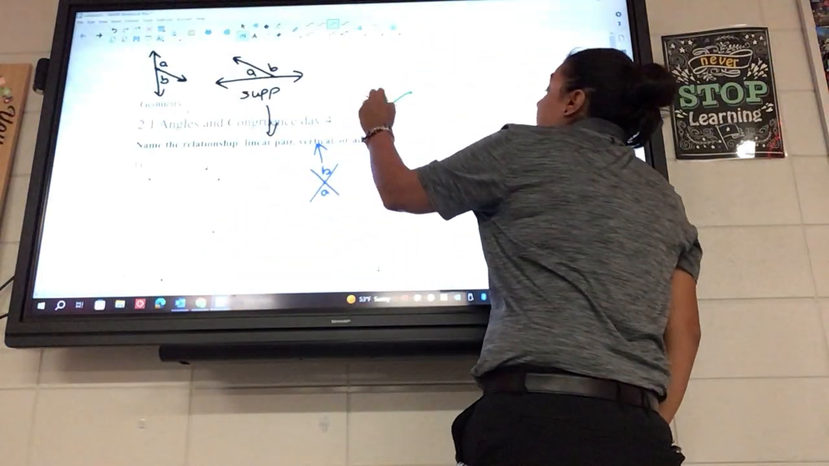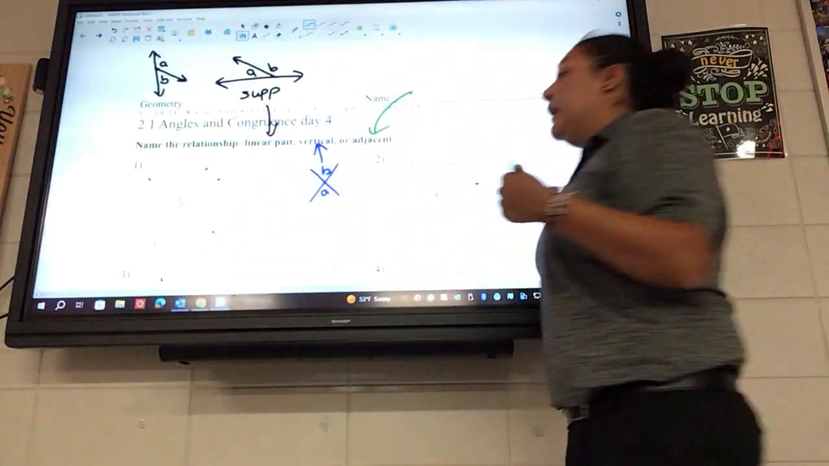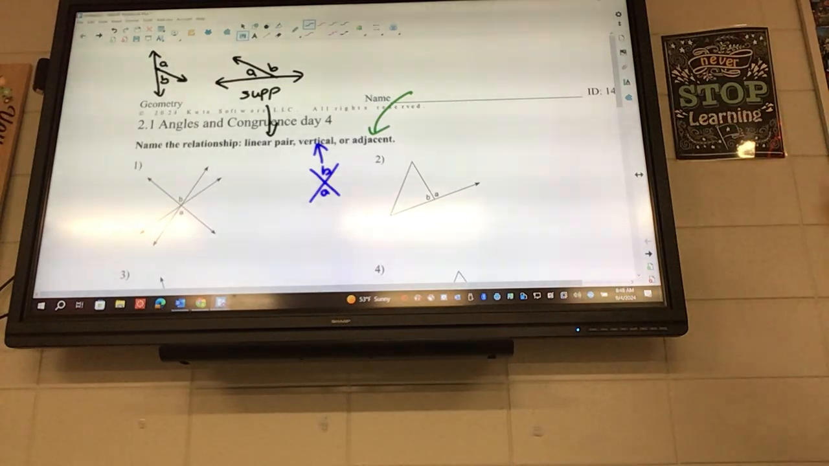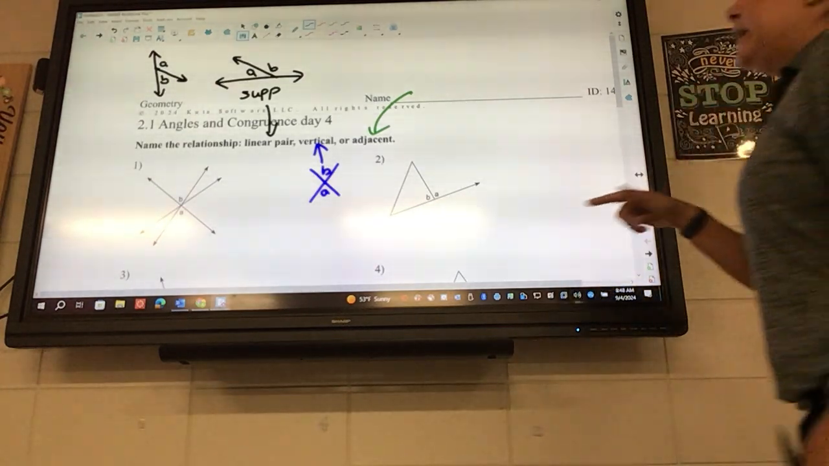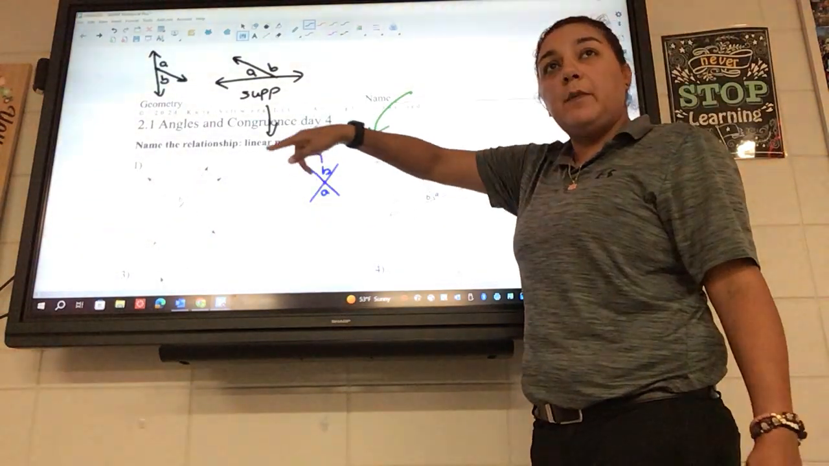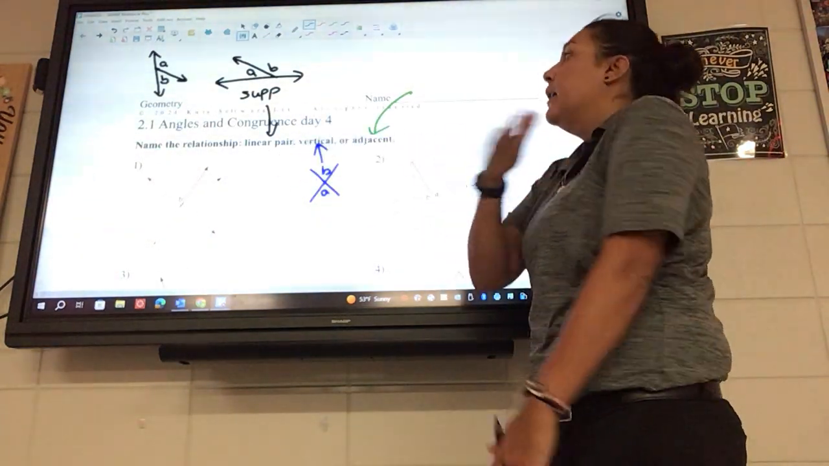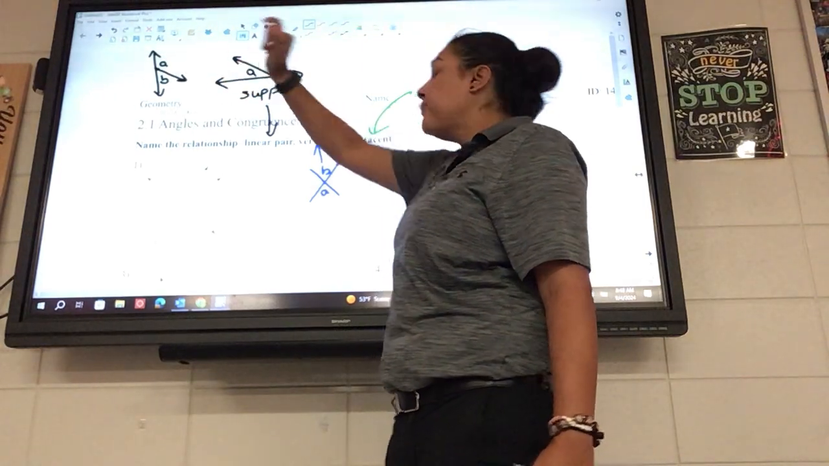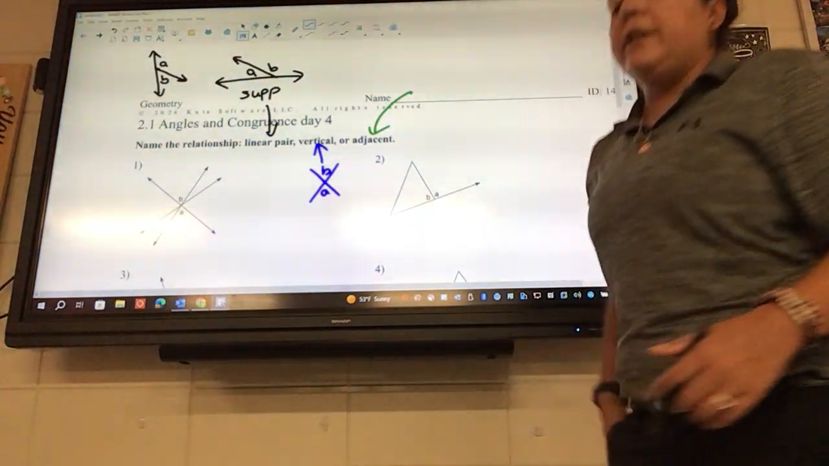And then lastly, adjacent are the easiest and the hardest to tell all at once. Adjacent is two angles that are right next to each other, meaning like A and B, they're across from each other, they're not touching by a line. Whereas supplementary is also adjacent. See how they're next to each other? So adjacent means right next to each other.